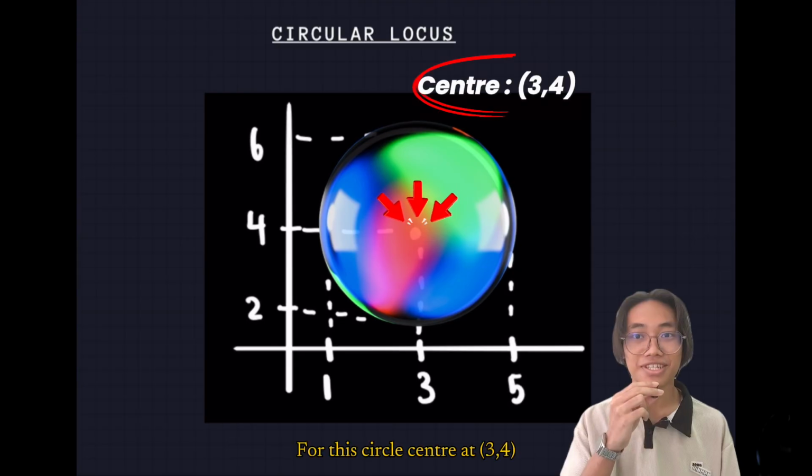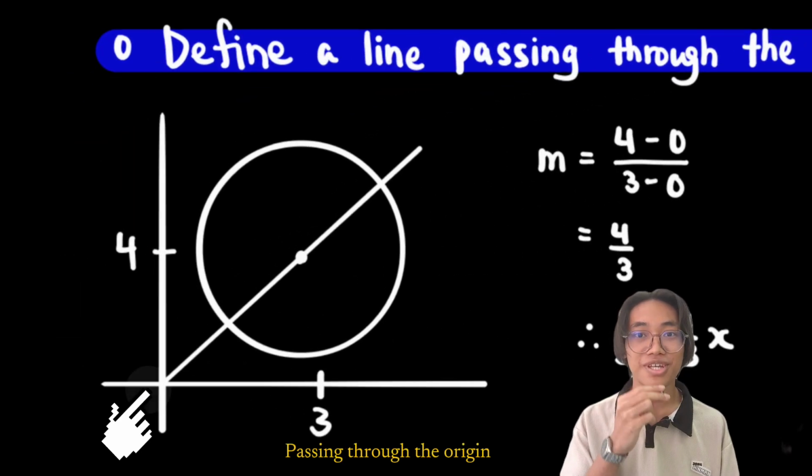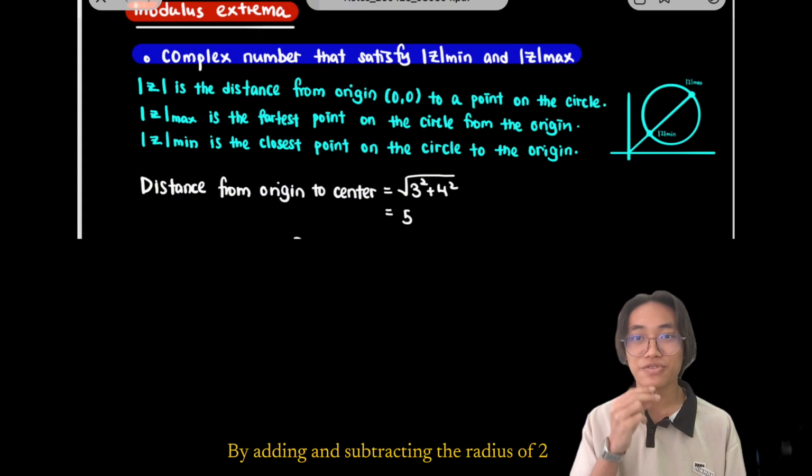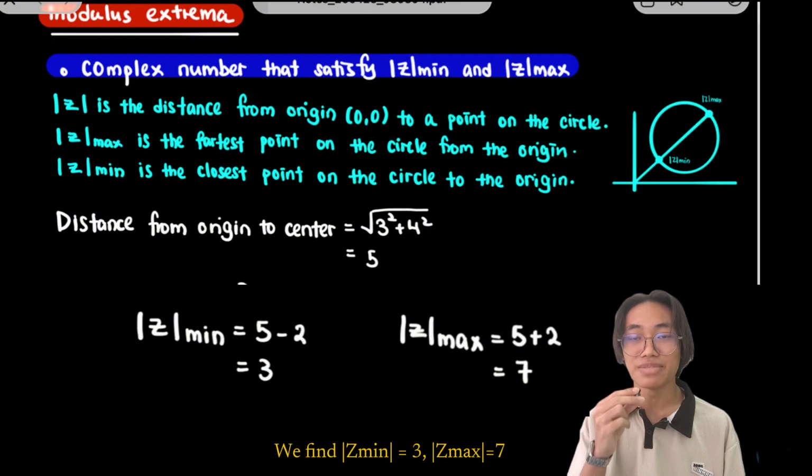For this circle centered at 3, 4, the modulus extrema occur along the line y equals 4/3 x, passing through the origin. By adding and subtracting the radius of 2 from the center's distance of 5, we find z minimum is 3 and z maximum is 7.